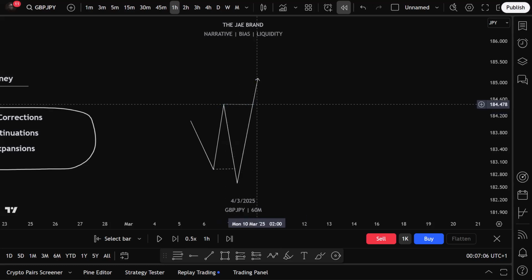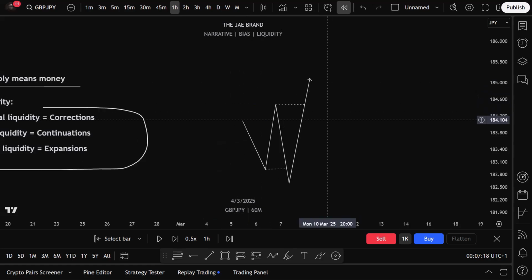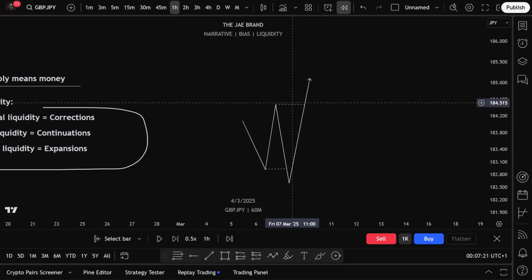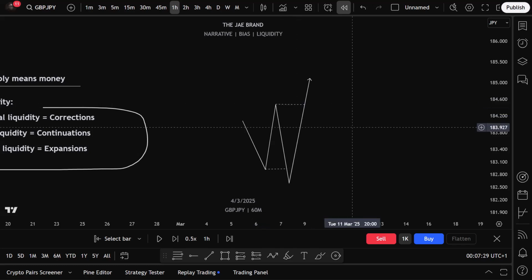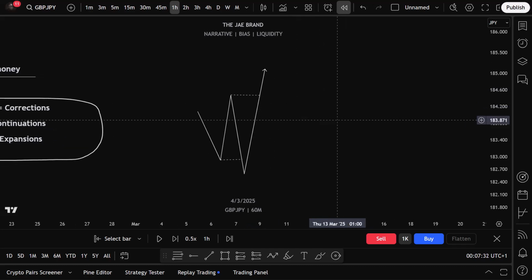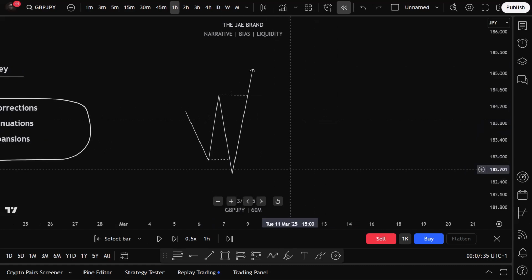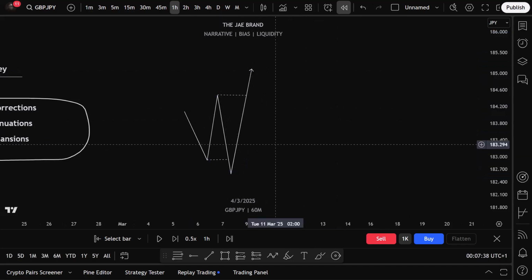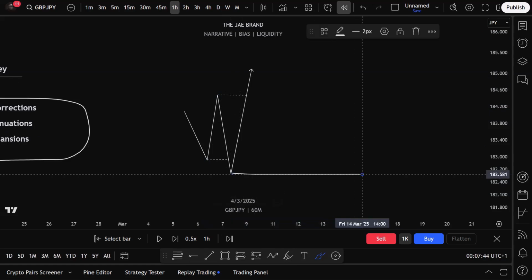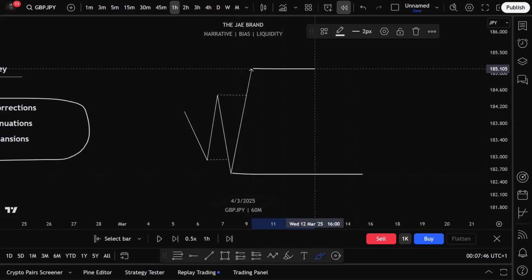Now, this break of structure simply signifies that the trend is bullish. This break of structure is what is known as transactional liquidity, or the TLQ in short form. So when you see a swing structure, we expect that this low is protected, right? And then this is the swing high.